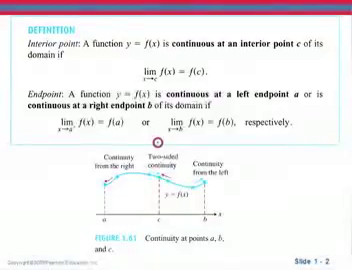In order to be continuous at an endpoint, at a left or at a right endpoint: to be continuous at a left endpoint, the limit as x approaches a from the right has to be the same as f of a. To be continuous at a right endpoint, the limit as x approaches b from the left has to be equal to f of b.